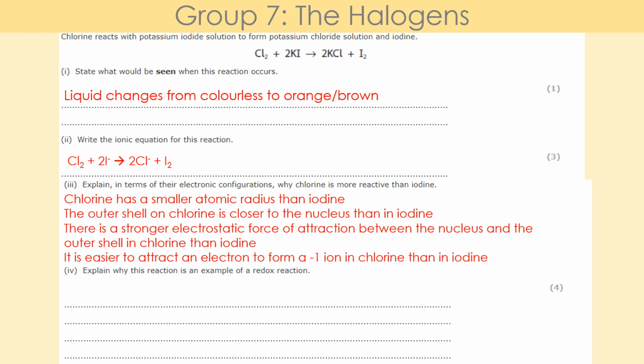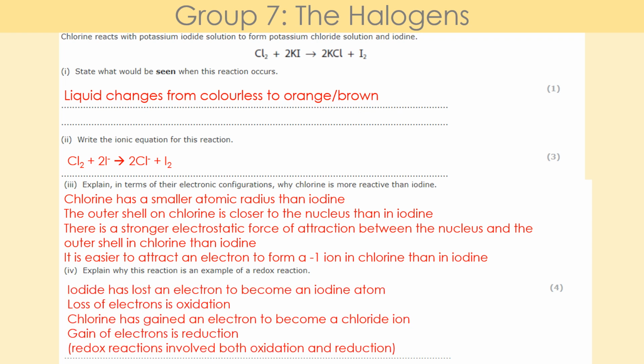A final bit, explain why it is an example of a redox reaction. So iodine has lost an electron to become an iodine atom, and loss of electrons is oxidation. Chlorine has gained an electron to become a chloride ion, and the gain of electrons is reduction. And I've put redox reactions involve both oxidation and reduction.